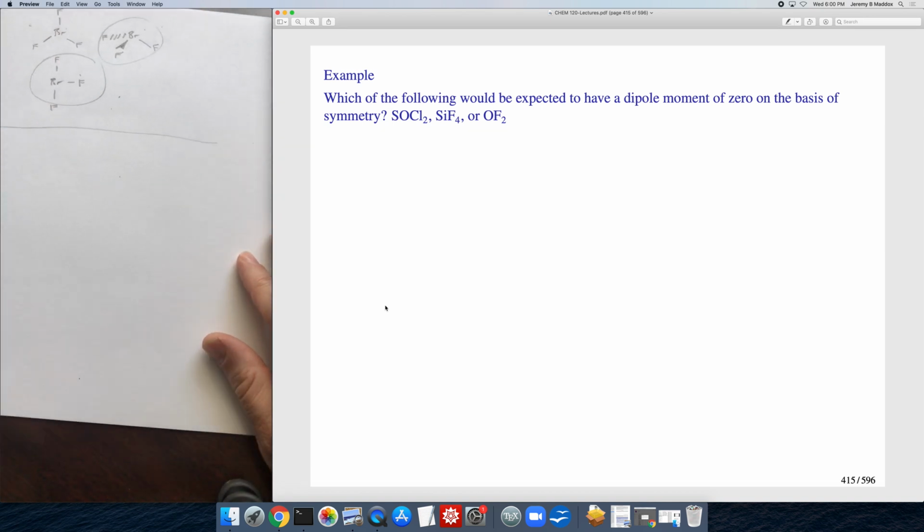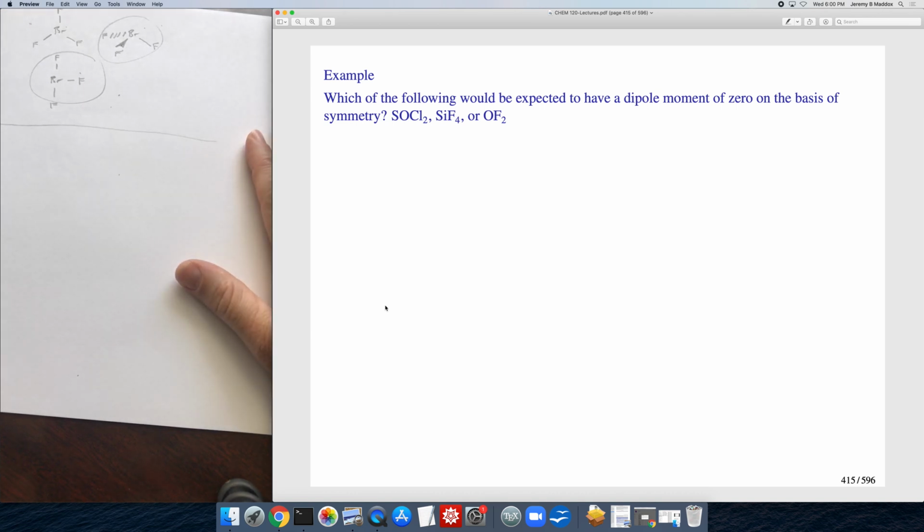Here we have, which of the following would be expected to have a dipole moment of 0 on the basis of symmetry. So here we need to actually go through the Lewis structure and figure out the geometry and try to find out which structure would be polar, which one would be nonpolar.